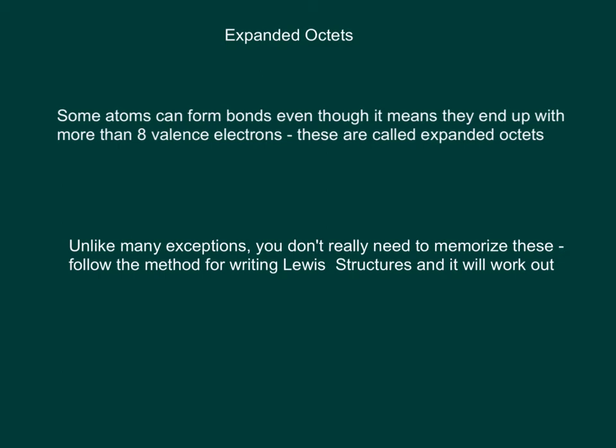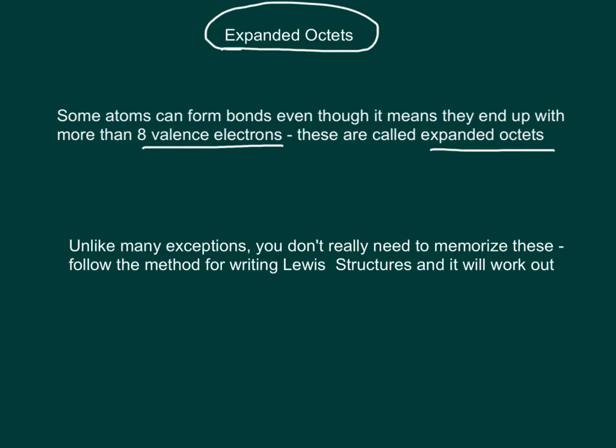So there are some exceptions to the octet rule. The first ones we're going to talk about are things that have expanded octets. These are the atoms that when they form bonds, they end up with more than 8 valence electrons. So the octet rule says you can have 8 electrons, but these are going to have more than 8. So we say they're expanded octets. They're bigger than expected.